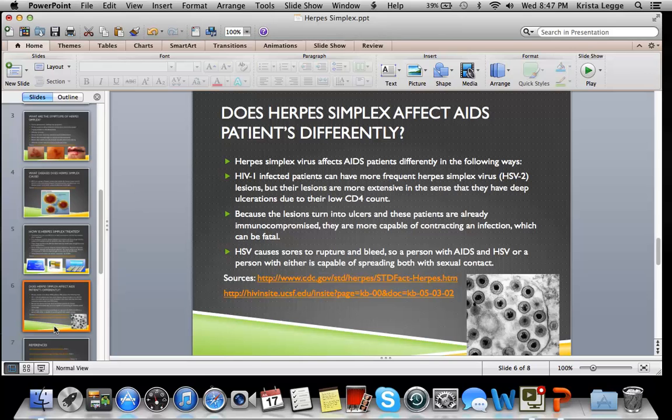The HSV, we know it causes sores to rupture and bleed. So, a person with AIDS having contact with a person that has the herpes simplex virus is capable of spreading AIDS to that person because they have an open sore and they might not even know, but that's how they're getting the AIDS if they have herpes or vice versa.